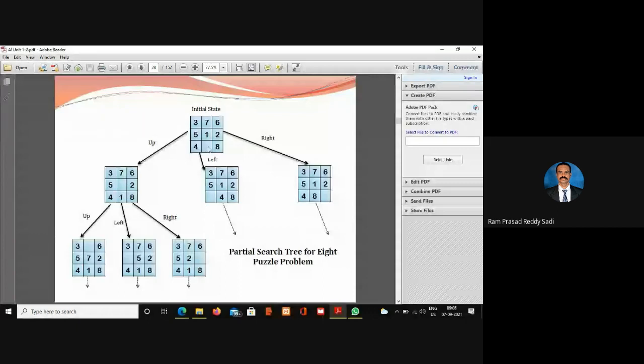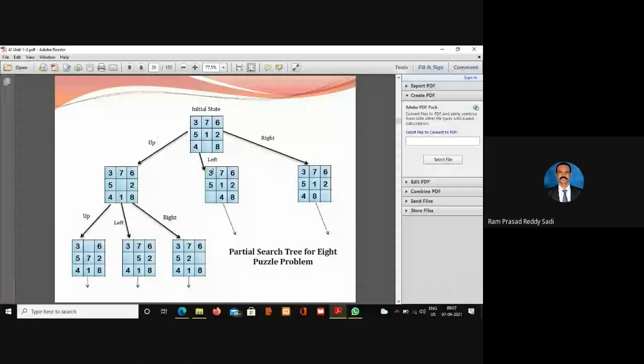Then, or else I can move the blank space to the left. That means bringing 4 over here. Or I can create the blank space over here, then I have to move 8 over here. So moving the blank space, that is creating the blank space, is given by this direction.